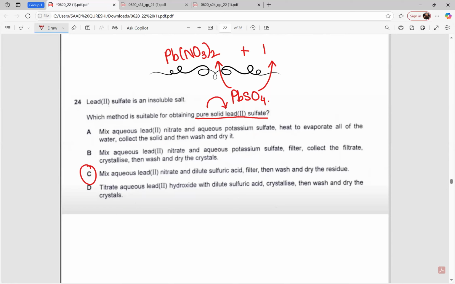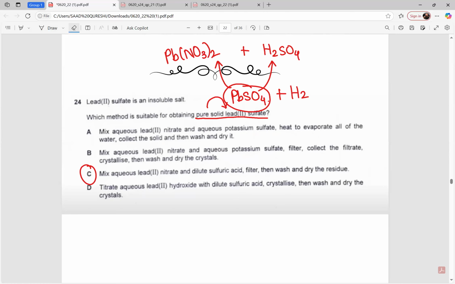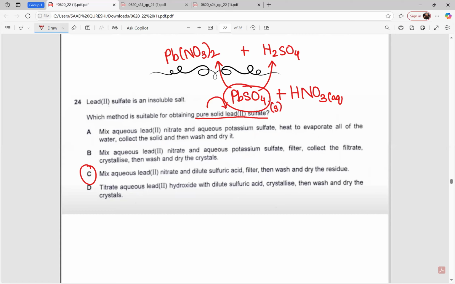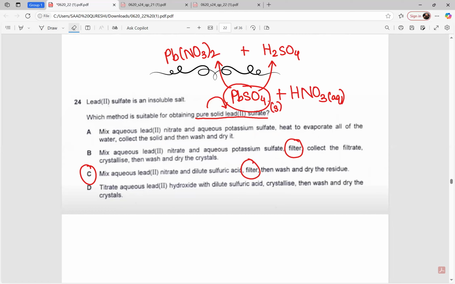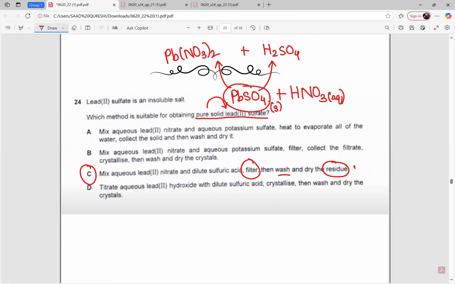and we add it in sulfuric acid, then lead sulfate will be formed. Lead sulfate plus HNO3, nitric acid, will be formed. So lead sulfate will be insoluble solid and nitric acid will be aqueous. So what we'll do, we'll filter this mixture. For the third one, we'll filter it, then we'll wash and dry the residue. So this one is correct. Whatever is left on the filter paper, that is our lead sulfate, the insoluble salt.